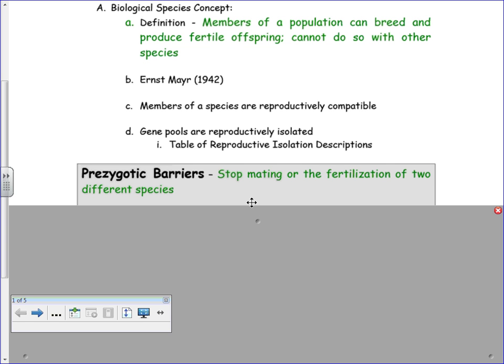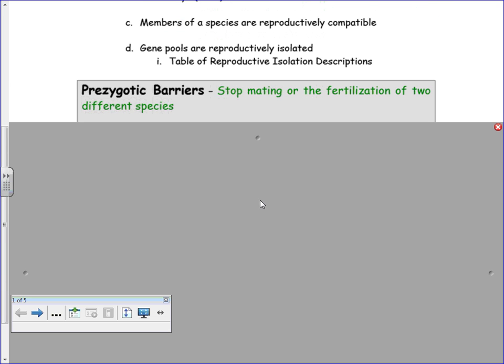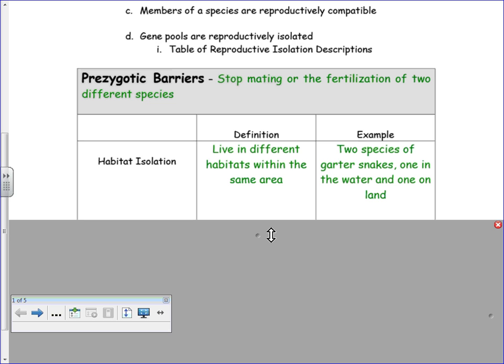There are some checkpoints that are built into nature, and the first type of barrier that I want to talk about is a prezygotic barrier. This type of barrier is one that would stop mating altogether, or it would stop the fertilization of two different species. So the purpose of this barrier is nature's way of saying that that's not supposed to happen. Those two organisms are not supposed to create an offspring. So the next few examples I'm going to give are ways that stop mating altogether or that prevent the fertilization of two different species. The first one is called habitat isolation.